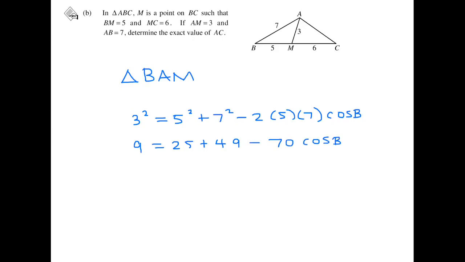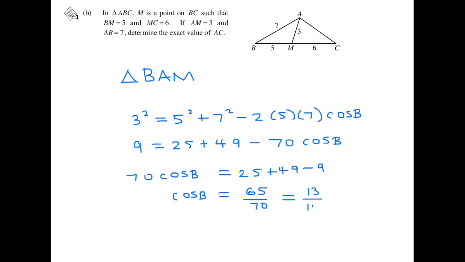And if you solve for this, you'll get 70 cos B is equal to 25 plus 49 minus 9. And therefore, this looks like 40 and 25, 65 over 70 is cos B. And this can be reduced to lowest terms, 13 over 14. All right? So that's the first part of the question.